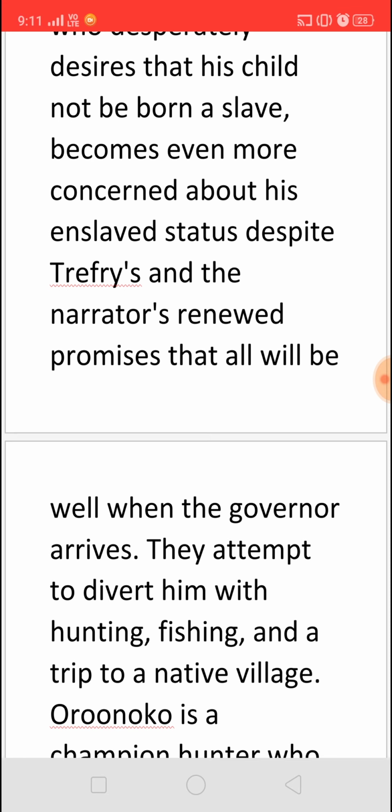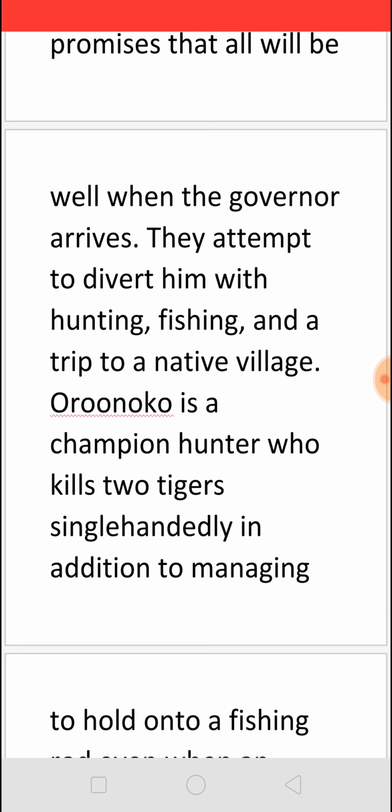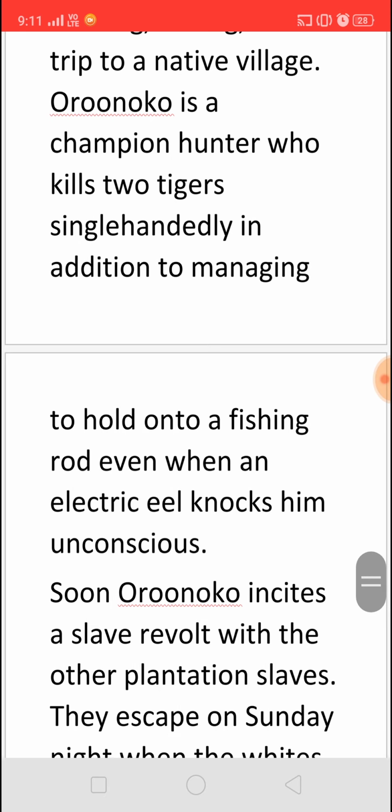In order to divert his attention, they take him for hunting, fishing, and they go around the native place, where we also get a very beautiful description about the place. And Oroonoko's talent as a hunter is shown in this description, because he kills 2 tigers single-handedly. And not only that, when he's trying to fish, an electric eel knocks him down unconscious, but even then he holds on to the fishing rod.